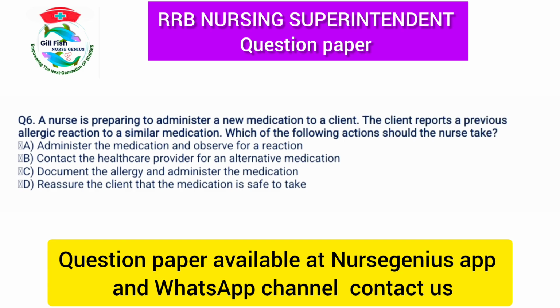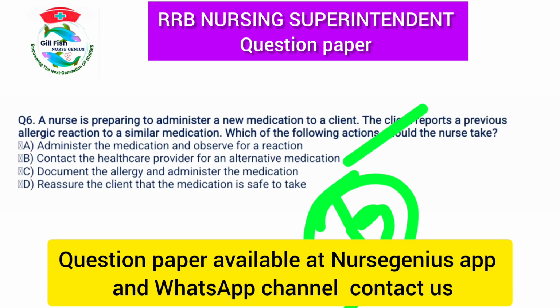Next question: a nurse is preparing to administer a new medication to a client. The client reports a previous allergic reaction to a similar medication. Which of the following actions should the nurse take? Option A, administer the medication and observe the reaction. Option B, contact the healthcare provider for an alternative medication. Option C, document the allergy and administer the medication. Option D, reassure the client and perform a safe test. What could be the correct answer? The correct answer is to contact the healthcare provider for an alternative medication, because the patient is allergic to the particular medication. So that is why option B will be the correct answer.